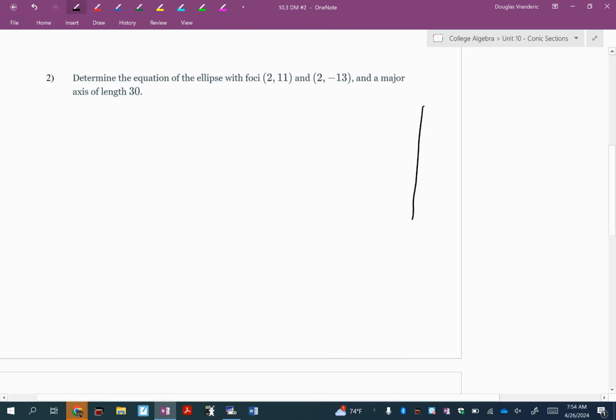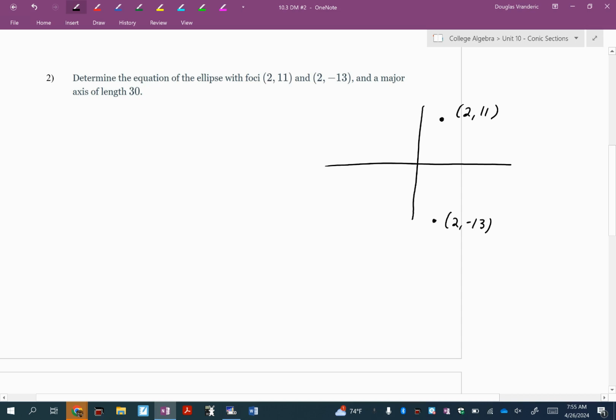Let's sketch it. All right, so sketch your foci. (2, 11). So (2, 11). Oop, not -11, sorry. And then (2, -13).